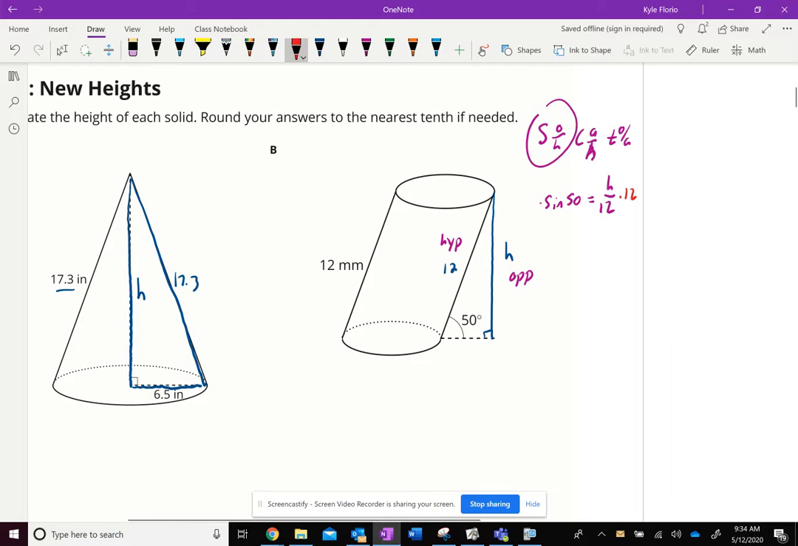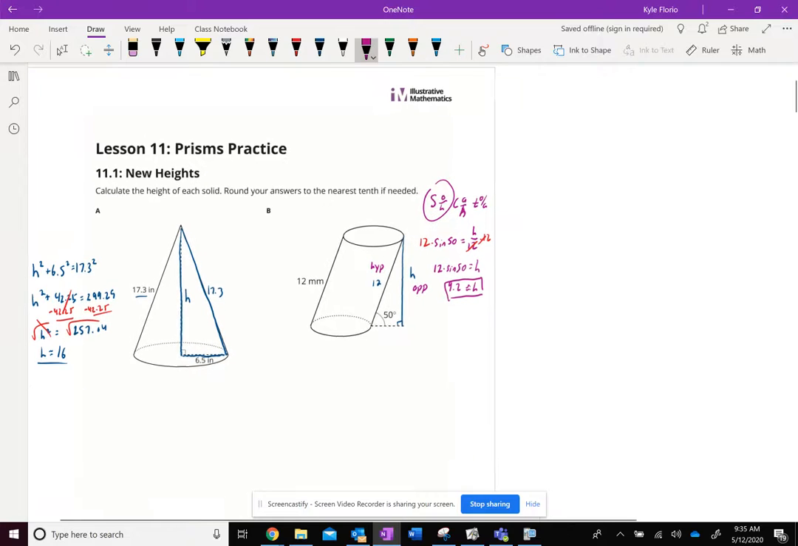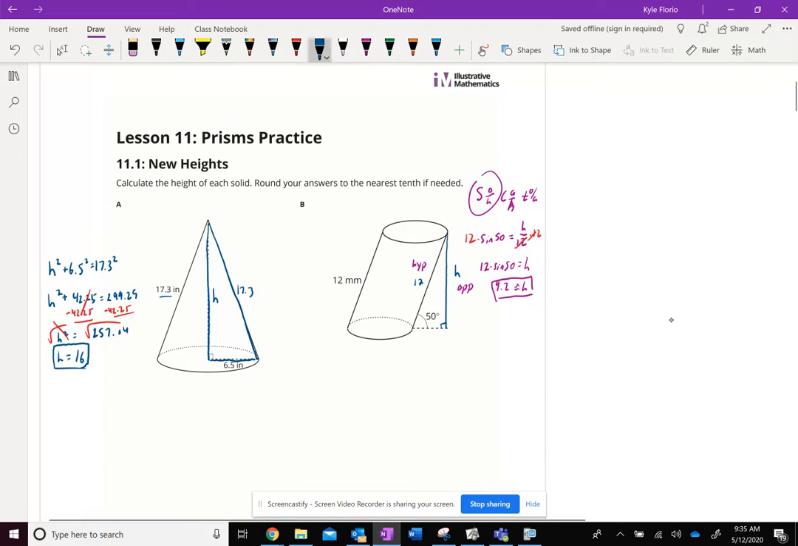I'm just going to multiply both sides by 12. So those divide out. And so whatever 12 times the sine of 50 degrees is h. And if I put that in the calculator, I get about 9.2. So anyways, the point here is, even though they don't tell us that h is 16 or 9.2, we have enough information to figure that out. And sometimes drawing a line helps us see the right triangle, and then we can use either trigonometry or the Pythagorean theorem.